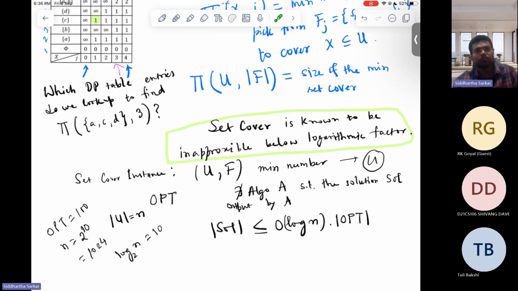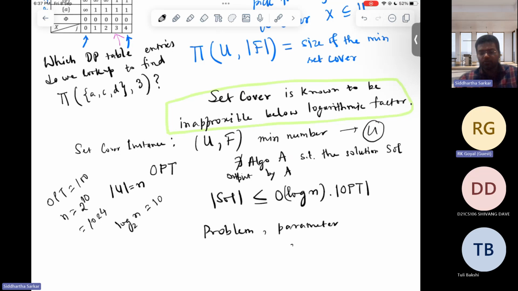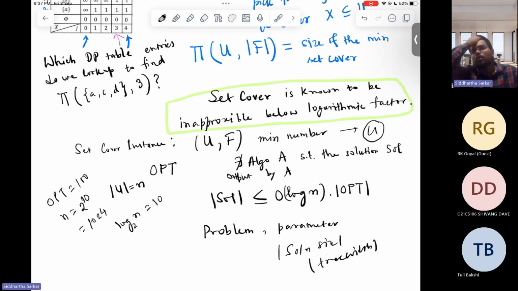So there are problems for which fixed parameter tractability is not achievable. So there are problems which are not fixed parameter tractable. Your question is how to identify if a problem is fixed parameter tractable or not, right? Yes. So first, whenever you have a problem, along with the problem you specify the parameter. So far we have taken the solution size as the parameter. Sometimes we have taken the tree width as a parameter. With respect to that parameter, whether there is a fixed parameter tractable algorithm or not, that is the question.